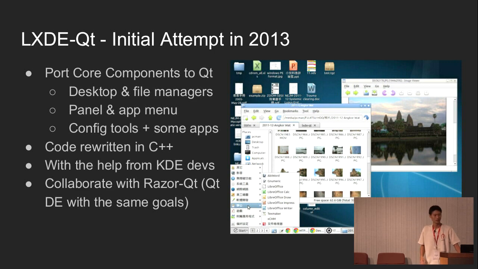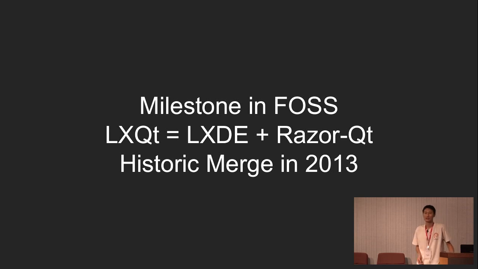So then a historic event happened. After some more collaboration, we decided to just merge the two projects into one. So we formed a new project named LXQt. And why I say it's historic is because this is rarely seen in the free software community. Every day you see new forks, but you can hardly see successful merges. There were merges, but most of them failed. But our merge went pretty well.